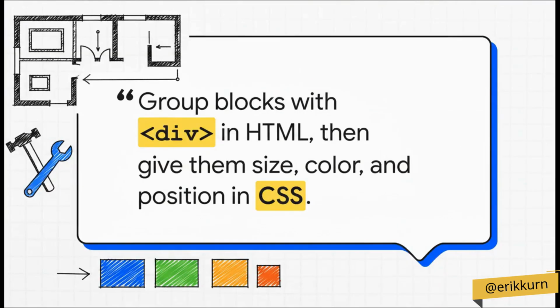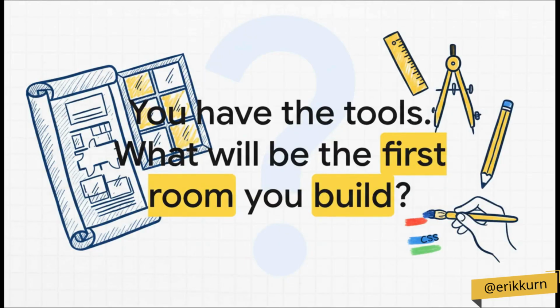And this really captures the whole idea perfectly. The entire process comes down to this. You use divs in HTML to group your content into blocks, your rooms. Then you use CSS to give those rooms size, color, and position. Once you really get the hang of that basic workflow, you can build pretty much any website layout you can dream up.